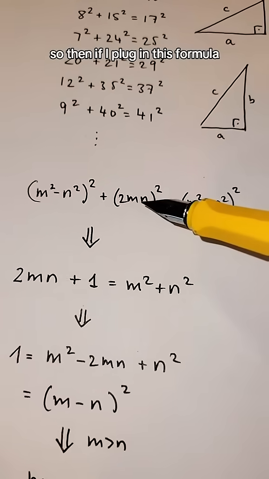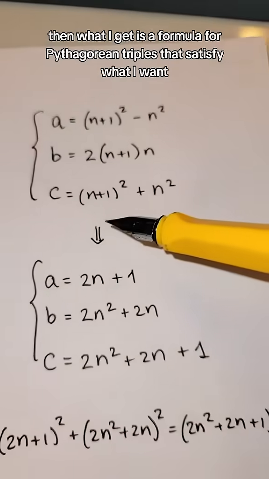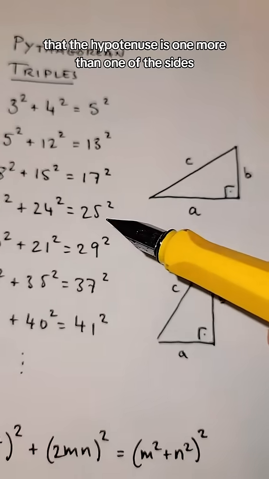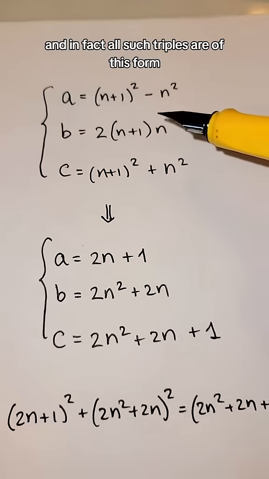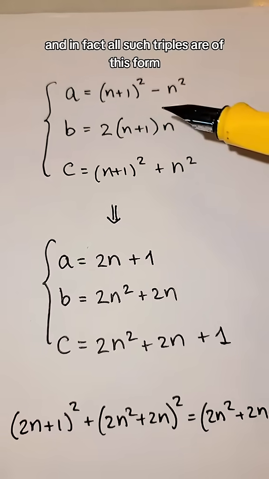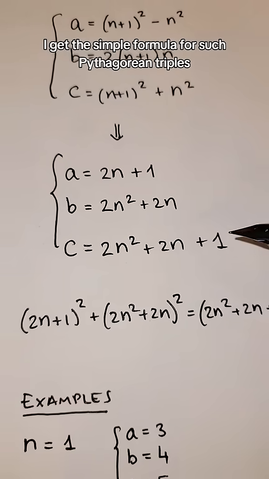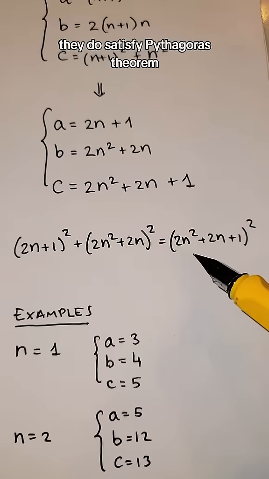So then if I plug in this formula, m equals n plus 1, then what I get is a formula for Pythagorean triples that satisfy what I want, that the hypotenuse is one more than one of the sides. And in fact, all such triples are of this form. And if I simplify these formulas, I get this simple formula for such Pythagorean triples. You can check that they do satisfy Pythagoras' theorem.